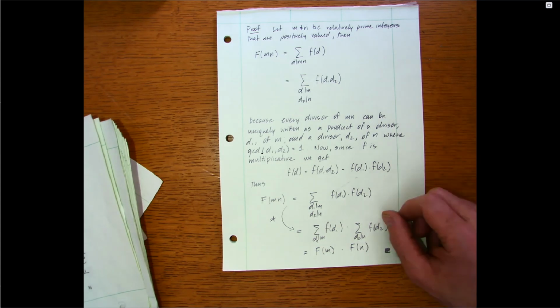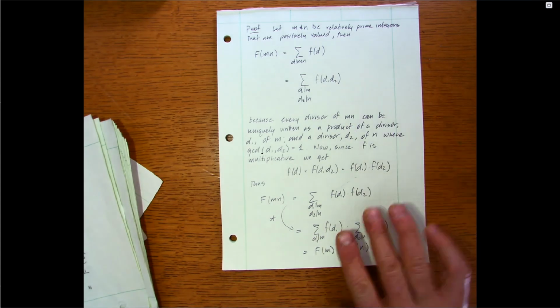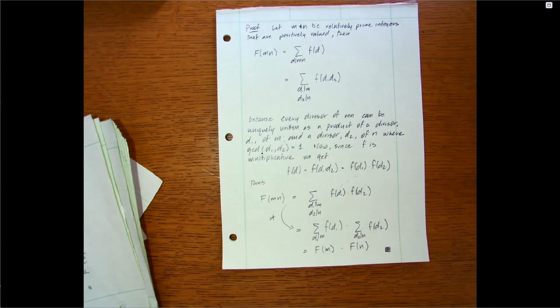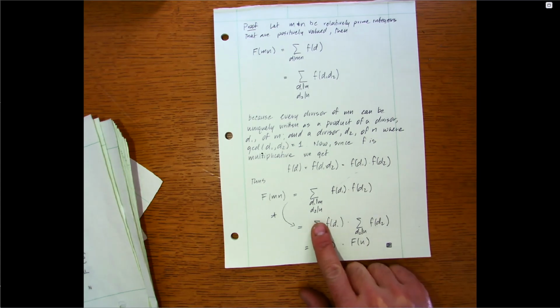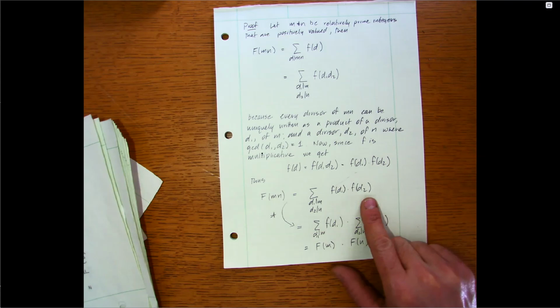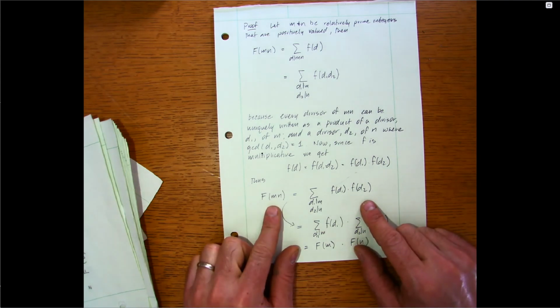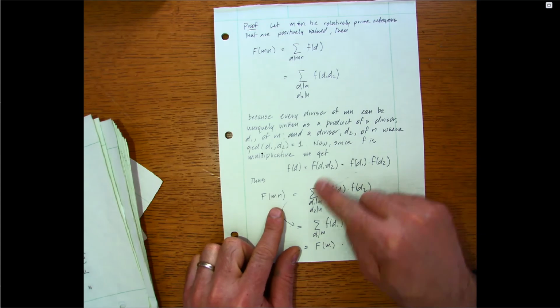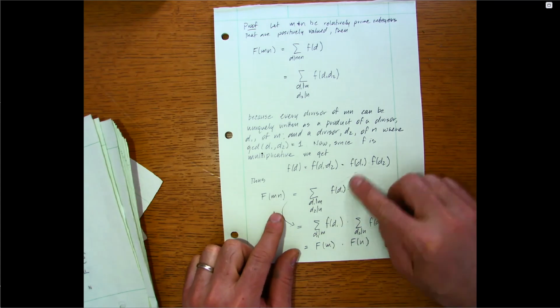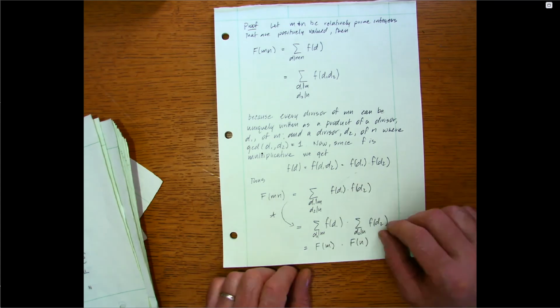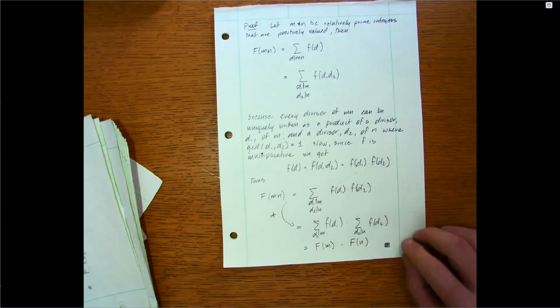And here's where it gets fun. If we can rewrite this piece as this product, we can think of this as the sum for all d1s dividing m and all d2s dividing n of the product of f of d1 times f of d2. And ultimately what we'd like to show is that this part right here is F of m and this part right here is F of n, and we can do so if we can break the sum out across both.